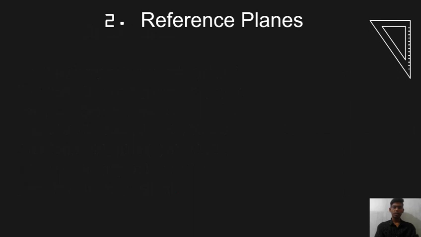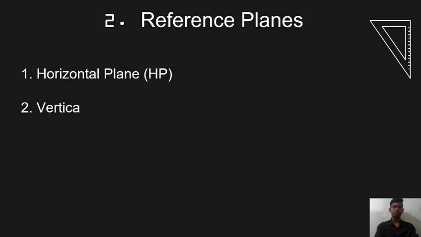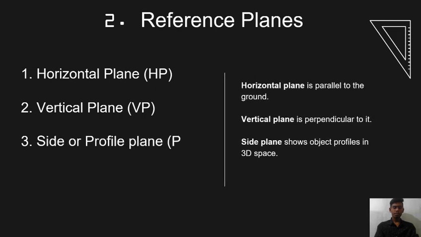Second one, reference planes. There are three types of planes. First one, horizontal plane, which is also known as HP. Second one, vertical plane, VP. Third one, side or profile plane, PP. Horizontal plane is parallel to the ground. Vertical plane is perpendicular to it. Side plane shows the object profile in 3D space.